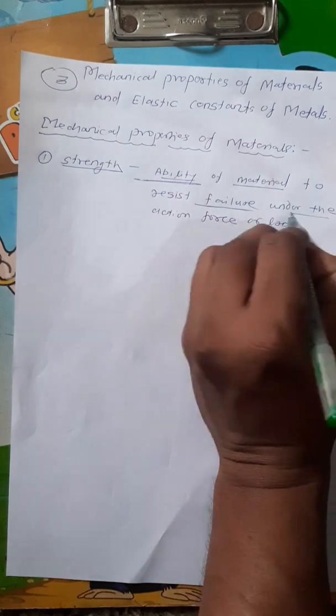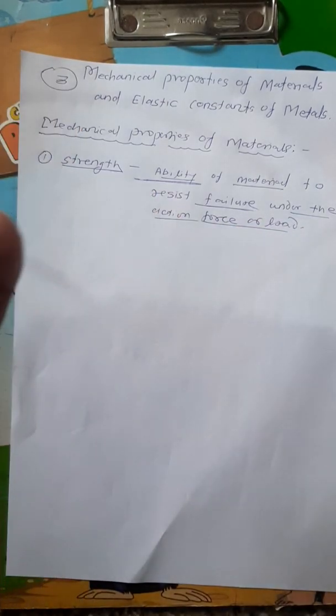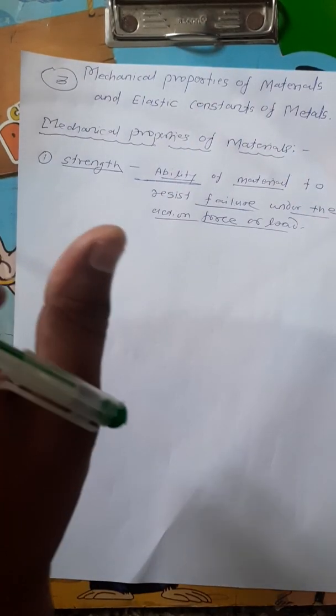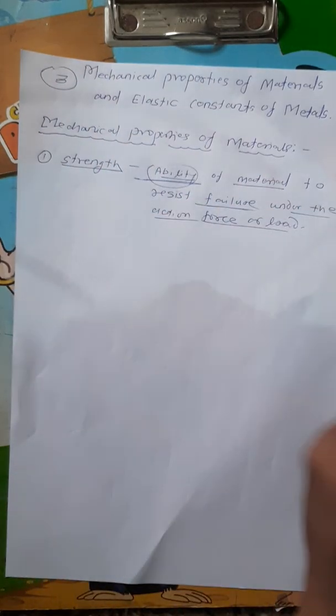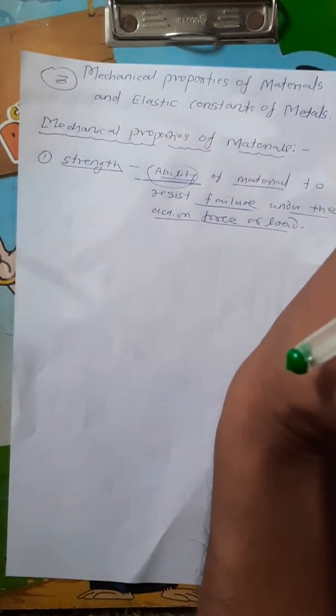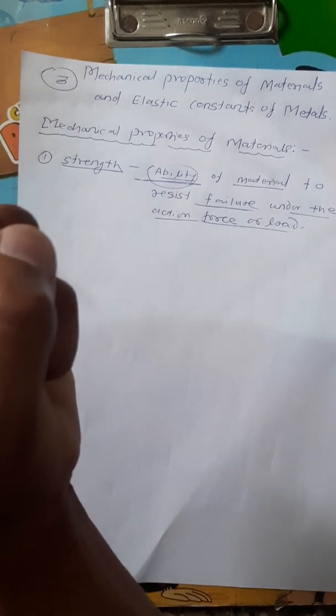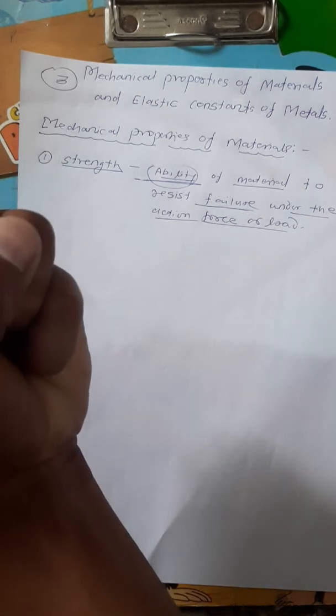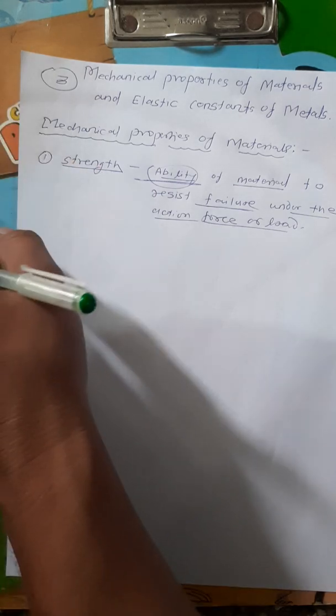So this is strength, my dear students. Strength is simply the ability to resist failure under the action of force, because we have various elements and that element is going to carry force. Under that force our part never fails, because the material has the ability to sustain a force, to sustain a load. So what is strength? Strength is the ability of a material to resist failure, to sustain a force.